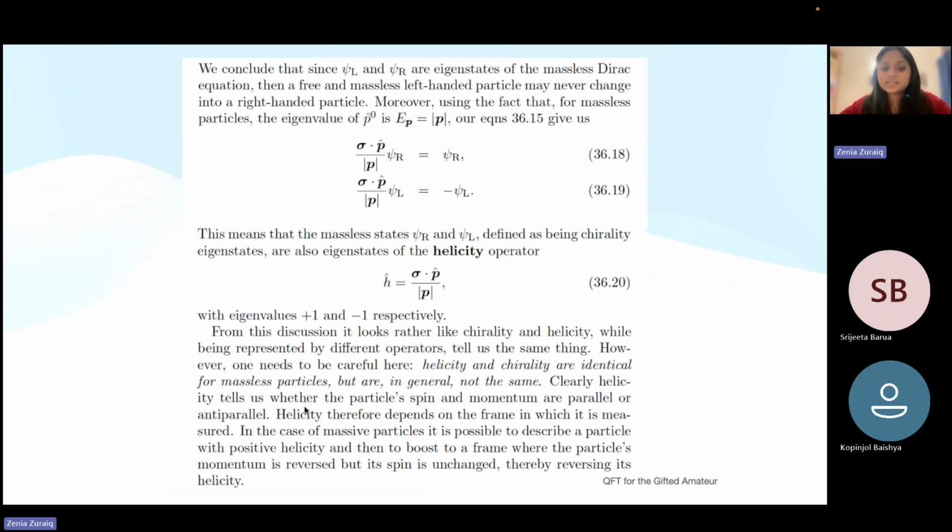Clearly, helicity tells us whether the particle's spin and momentum are parallel or anti-parallel. Helicity therefore depends on the frame in which it is measured. In the case of massive particles, it is possible to describe a particle with positive helicity, then boost to a frame where the particle's momentum is reversed but spin is unchanged, thereby reversing its helicity. So this is the important part, right? Because helicity is about the alignment of spin and momentum. Momentum can change between frames, but spin does not change. Spin is an intrinsic property of the particle.